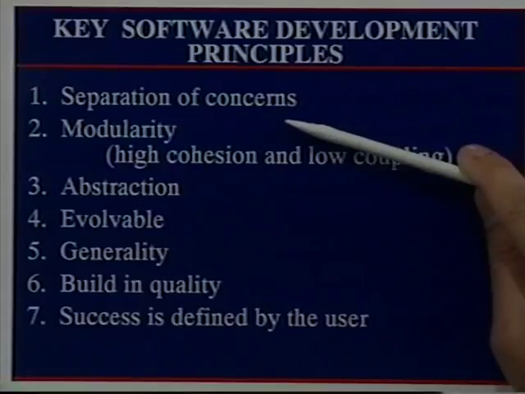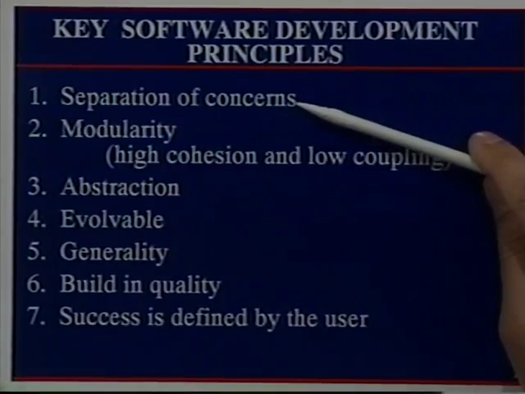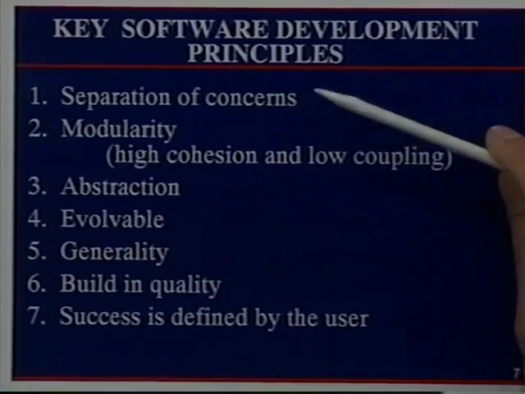In traditional software development, to make sure that we develop good pieces of software, there are a number of principles that we need to adhere to, and here are certain key software development principles, and I will briefly describe each one of these principles. The first principle is separation of concerns, which allows us to deal with different aspects of a problem so that we can concentrate on each one of them separately.